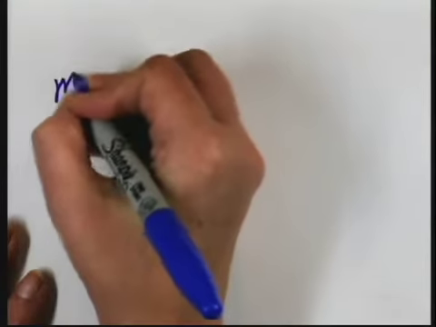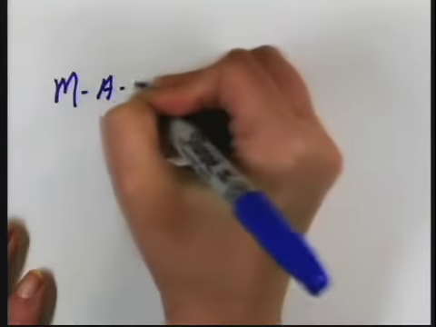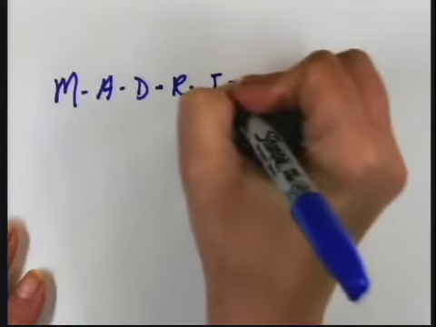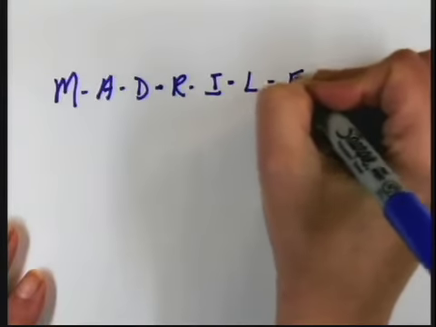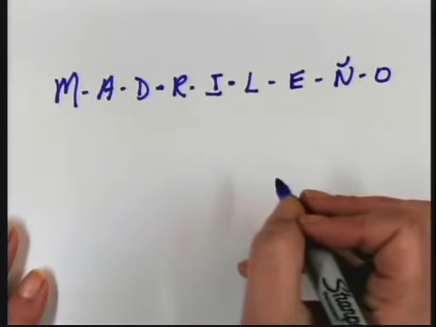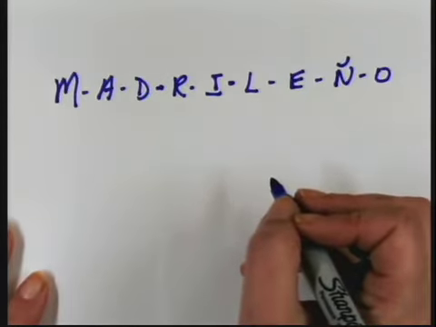M, A, D, R, I, L, E, N, O. That's a harder one. Let's spell it together. M, A, D, R, I, L, E, N, O. Madrileño. Someone from Madrid is called a madrileño.